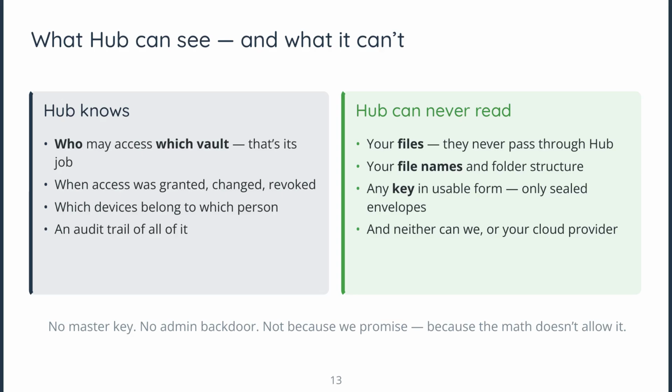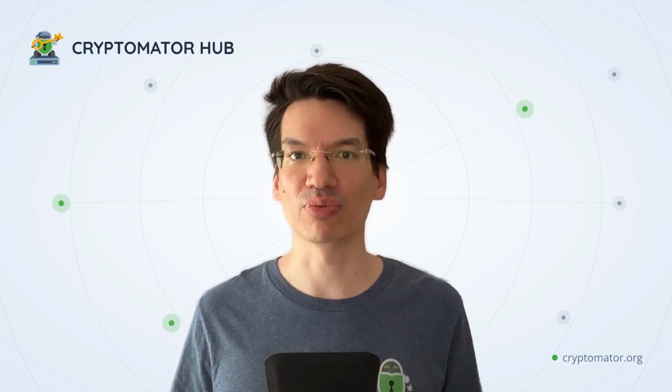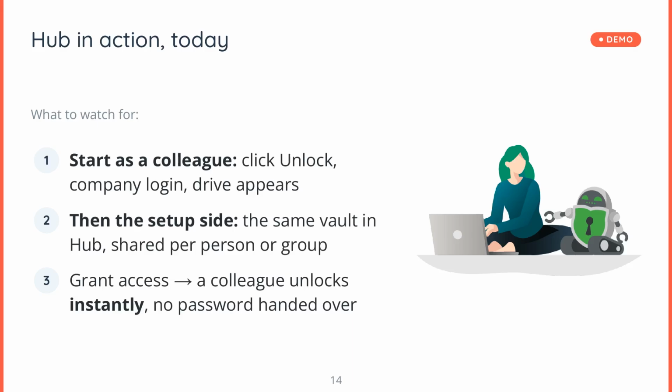And Cryptomator Hub can never see any key in usable form, and neither can we as Skymatic or your cloud provider. There is no master key and no admin backdoor. Not because we promise via our contracts and policies, but because the math doesn't allow it. Now let us see Cryptomator Hub in action.